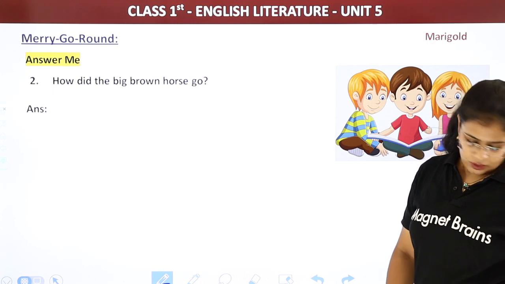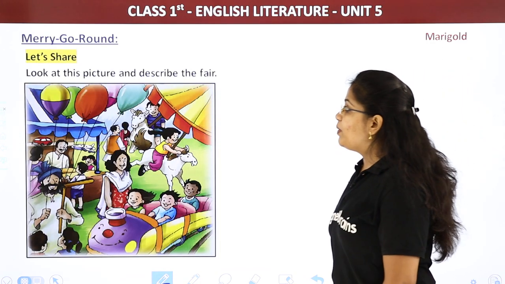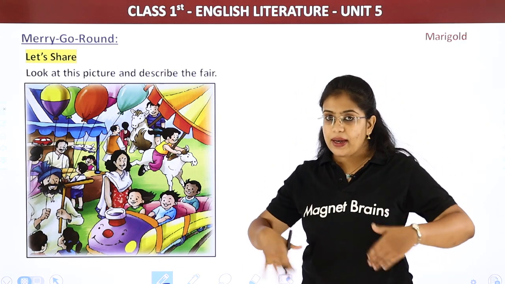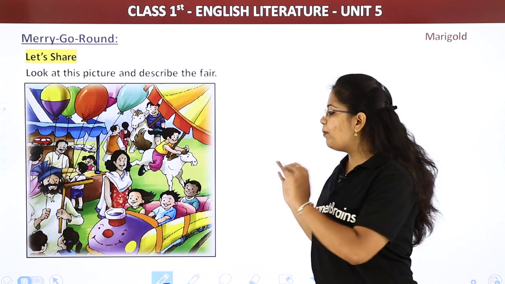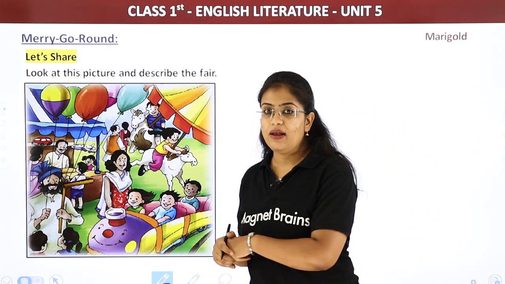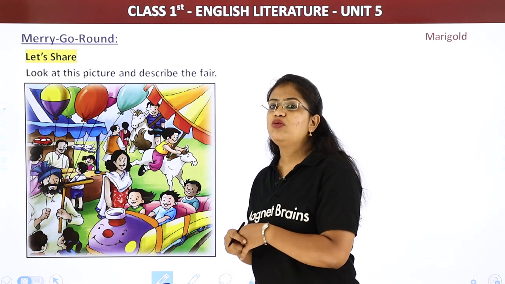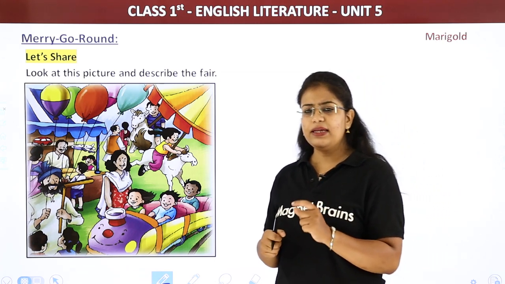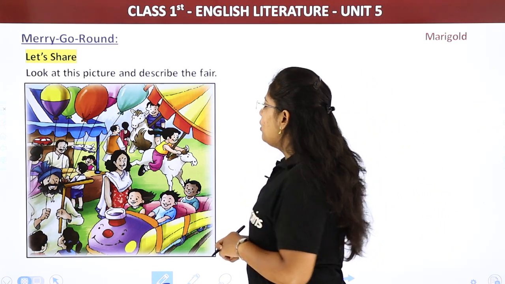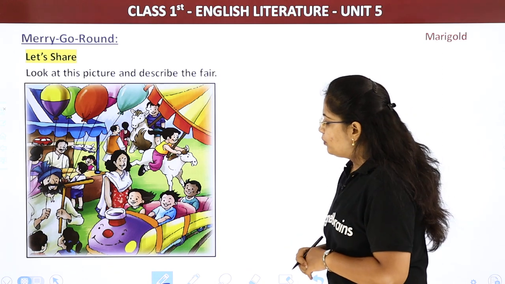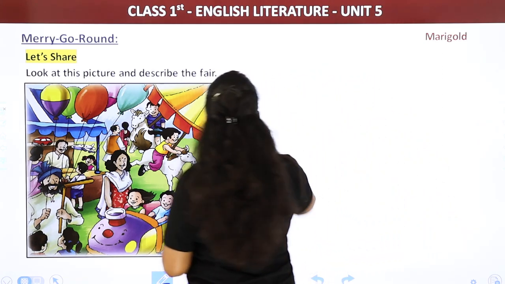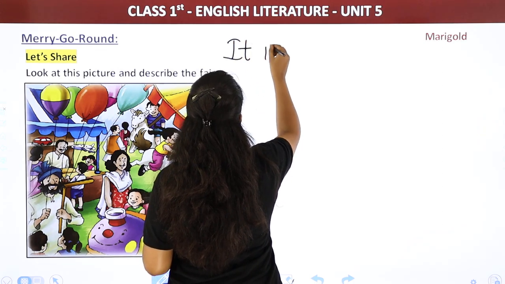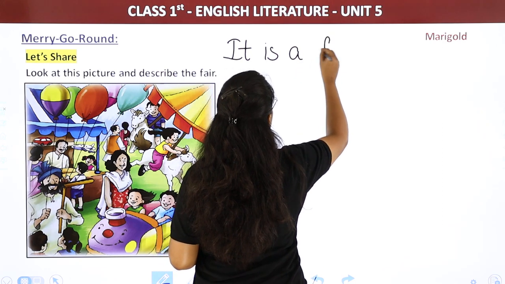Chalo. Moving on. Look at this picture and describe the fair. Describe karna matlab, aapko us cheez ke baare mein kuch batana hai. Theek hai? So you have a picture and it is about a fair. Ek mele ka picture hai. So you have to describe the picture. You can use simple short sentences. Theek hai? Chote chote sentences use karo. So let's start. Let's start with it is a fair.